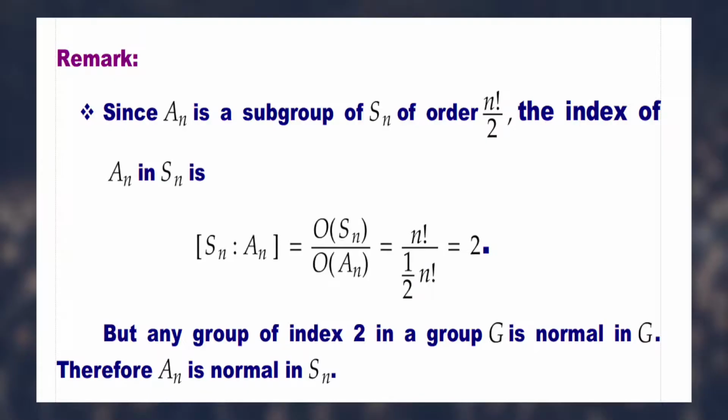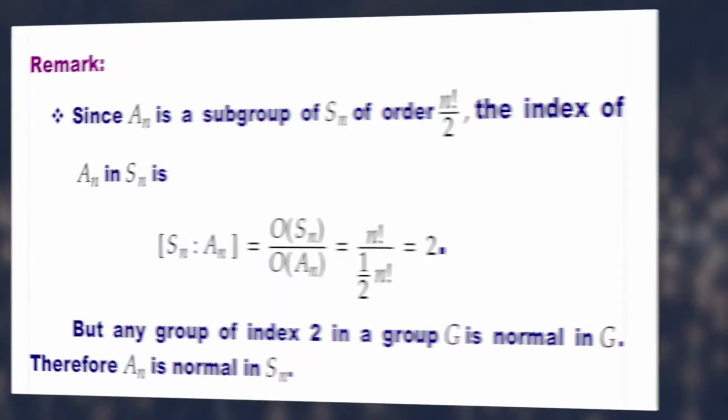The order of An is equal to n factorial by 2. Sn has n factorial elements. An has only even permutations. So, the order of An is equal to n factorial by 2. Based on the subgroup An, let's see the upcoming remark. Since An is a subgroup of Sn of order n factorial by 2, the index of An in Sn is order of Sn by order of An, which is n factorial by n factorial by 2, equal to 2. But any subgroup of index 2 in a group G is normal in G. Therefore, An is normal in Sn.